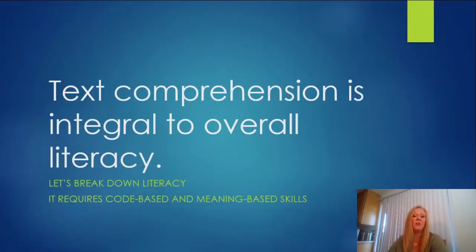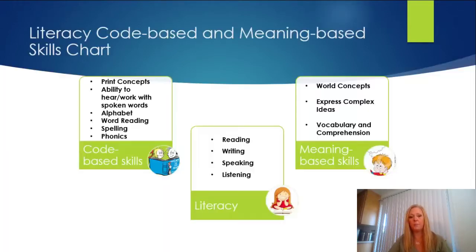Text comprehension is very important and integral to overall literacy. And the book on page 7 has a little diagram to give you a visual, and those visuals always help me understand what literacy is and how it's broken down for the language learner. So let's break down literacy. It requires code-based skills and meaning-based skills. So here's my best rendition of what they had in the book. I'm referring to page 7 of our textbook.